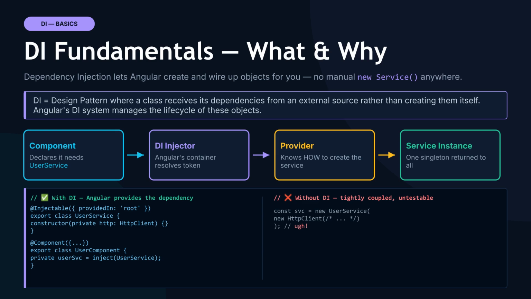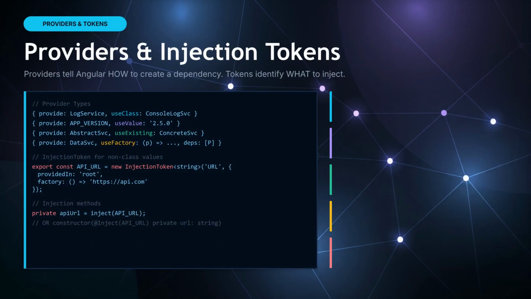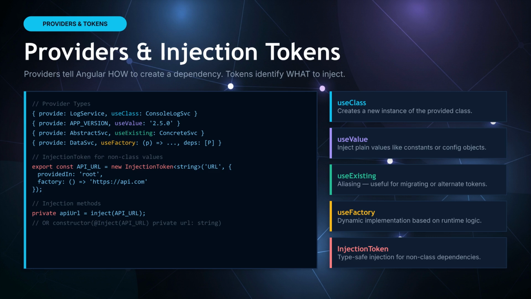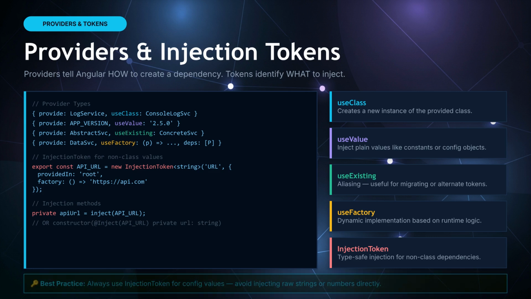Using DI leads to loosely coupled, testable code. Providers tell Angular how to create a dependency, while tokens identify what to inject. We reviewed various provider types: useClass, useValue, useExisting, and useFactory. Injection tokens are essential for type-safe injection of non-class values, like configuration objects. Always use InjectionToken for config values instead of raw strings or numbers.